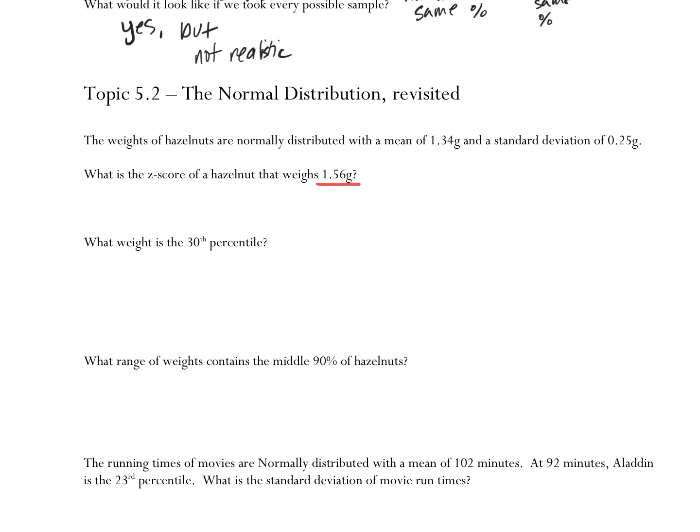Okay, so if I have a hazelnut that weighs 1.56 grams, what is the z-score? What did the z-score really mean? It is a number of standard deviations from the mean. So, will this hazelnut have a positive or a negative z-score, and how do you know? Positive because it is bigger than the mean. So, we could say how far above the mean is it? And then how many standard deviations is that?